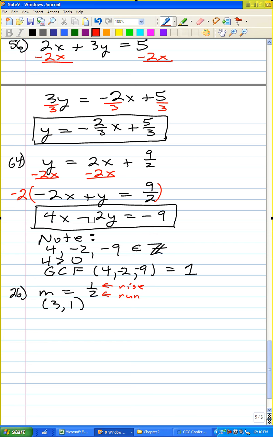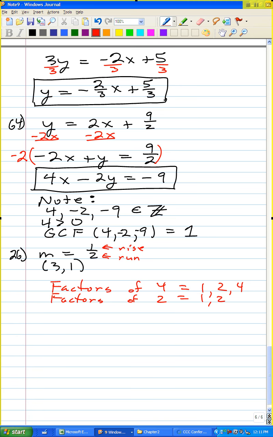So the factors of 4 are 1, 2, and 4. The factors of 2 are 1 and 2. Those are the only natural numbers that if you multiply them together, you get 2. And the factors of 9 are 1, 3, and 9.